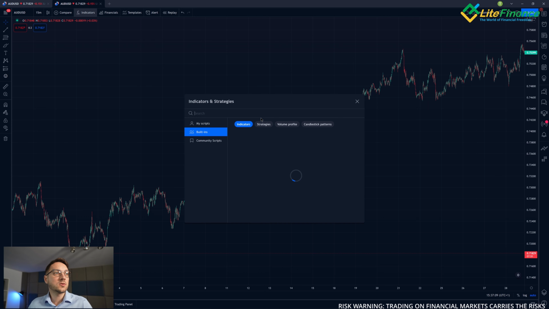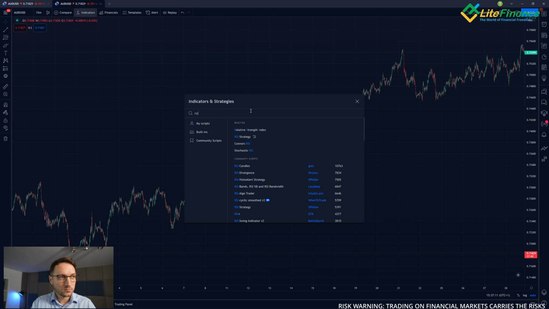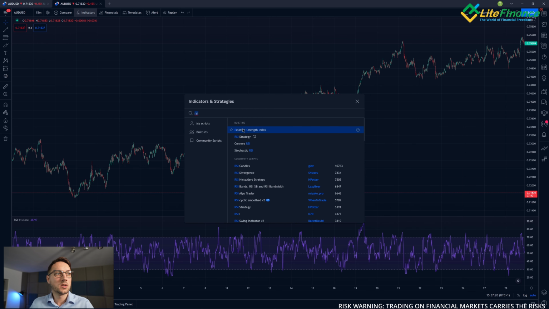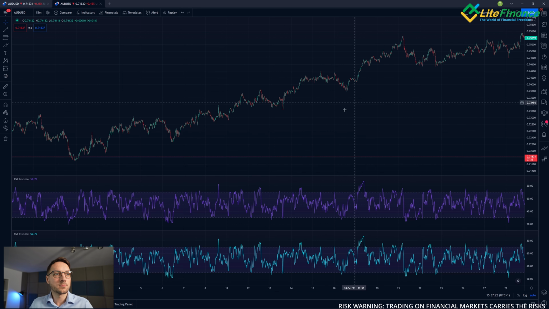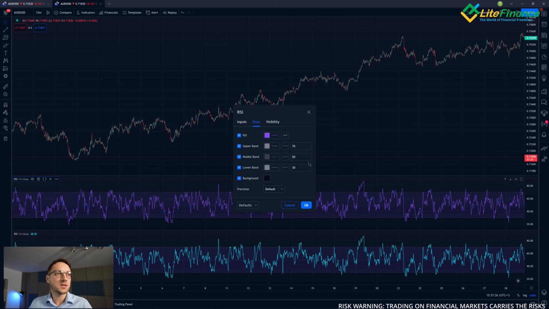Let's go for the indicators. Let's add them. RSI. You have them in the built-ins section of the indicators, relative strength index, once, twice. The first one, we are leaving the settings as they are, so a length of 14, the period which the indicator will analyze. As for the style, we are leaving the upper band at 70 and the lower band at 30.